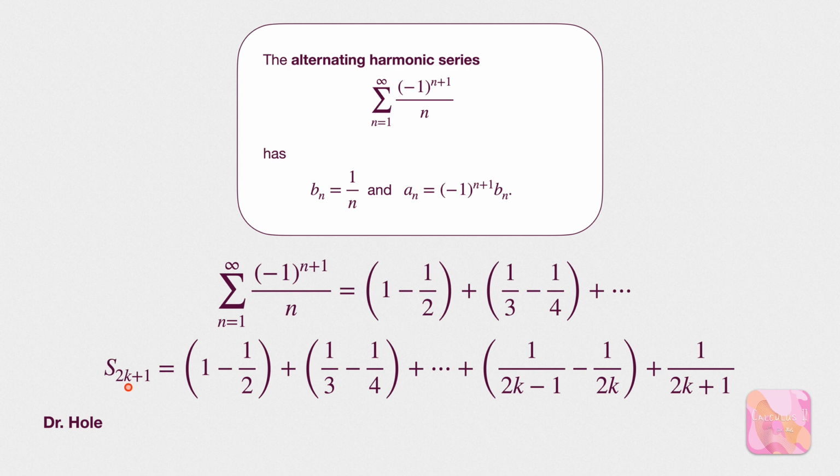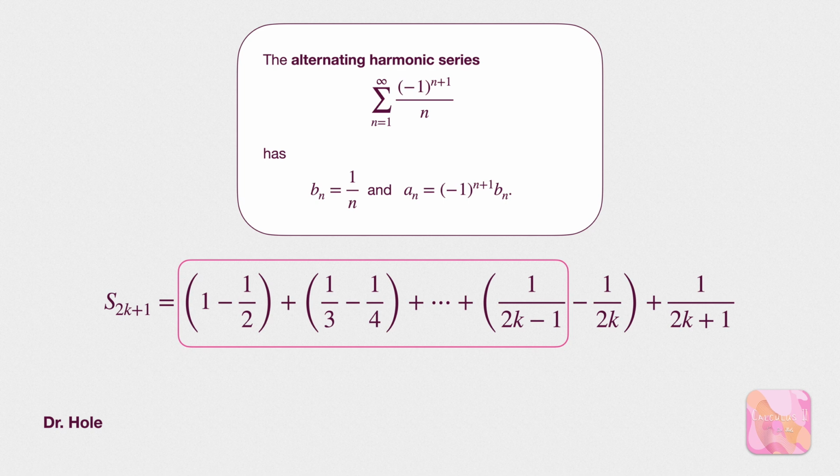Let the odd index be represented by 2k plus 1, for integer k. Using our pairing method, we'll come up with k pairs. Each of those k pairs is a positive quantity. And then add in the last, the (2k+1)st term, to come up with the entirety of the (2k+1)st partial sum.